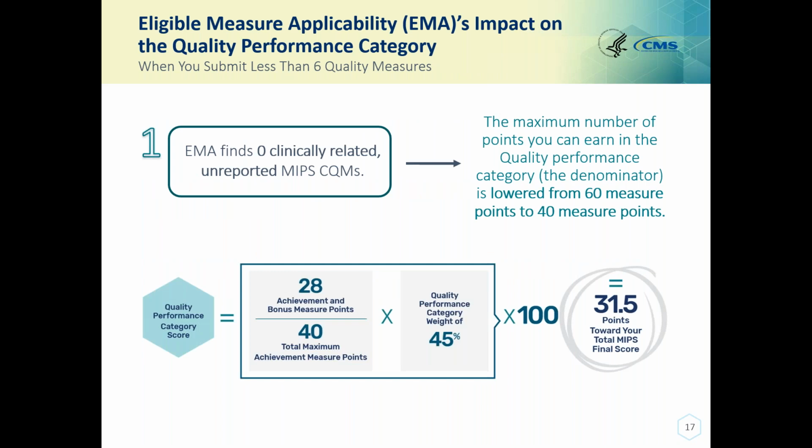For our first check, EMMA has 0 clinically related unreported MIPS CQMs. So the maximum number of points you can earn in the category is lowered from 60 to 40. Remember, you scored 28 points. EMMA found 0 clinically related unreported MIPS CQMs, which lowers your denominator from 60 to 40. And our category weight in 2019 for quality is 45%, which generates 31.5 points towards your MIPS final score. So once again, on slide 17, EMMA reduces your denominator by 20 points, from 60 to 40.